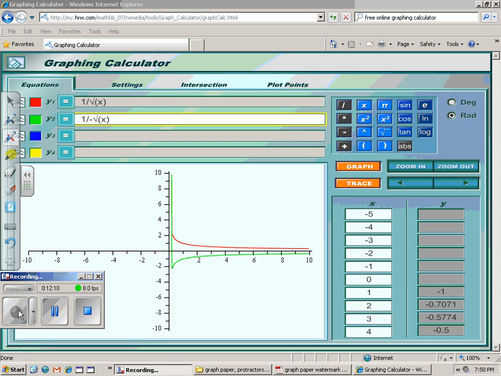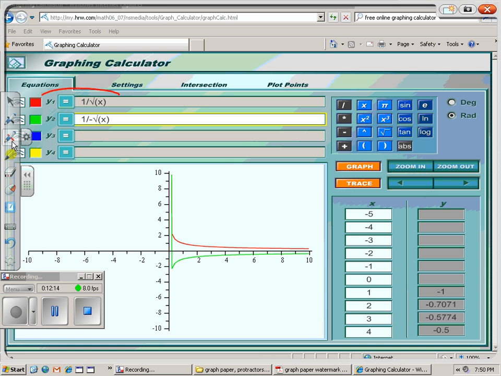Okay, here's what the graphing calculator looks like on my computer. Notice up here that I put in y equals 1 over positive square root of x, but also I put in the negative value too, 1 over negative square root of x, because square roots have positive and negative values. Now this graph is misleading. My red graph should go up like that, and my green graph should go down like this, but you can see that something weird is happening right here at x equals 0.